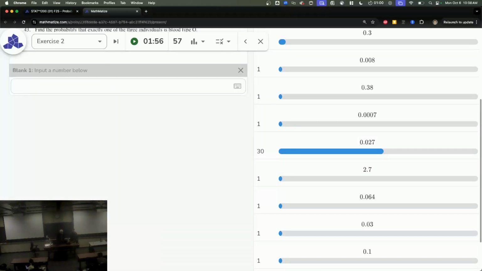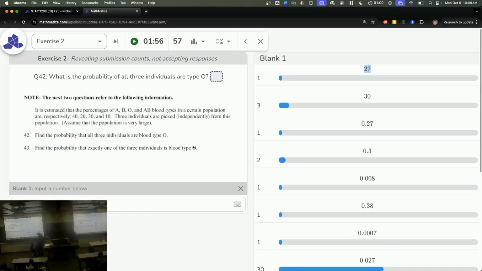Now for 43, you want to do that as a mathematized one, sure too. We could do 43 as mathematized. So it'll be open in 1 second. But it's what's the probability that exactly one of the 3 people is blood type O? Exactly one of the 3. That's the exactly is important. Okay, I'm gonna open it up, and we'll do it.